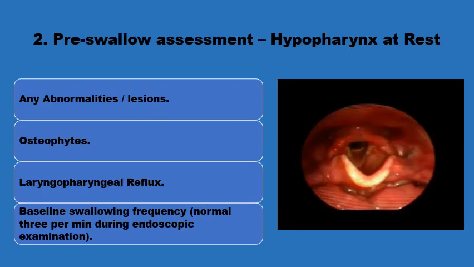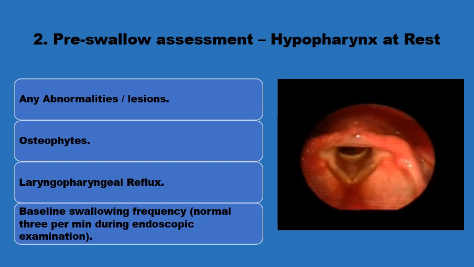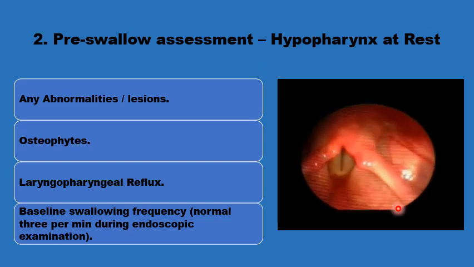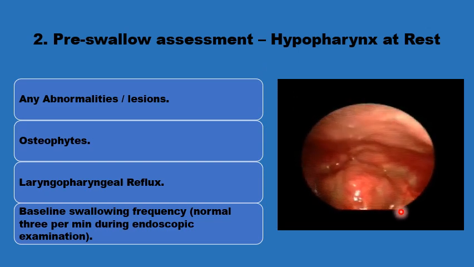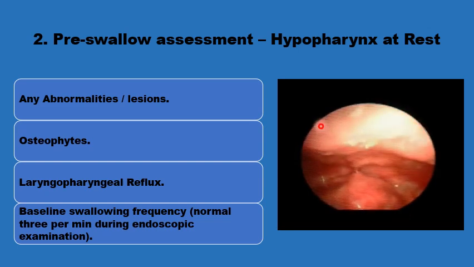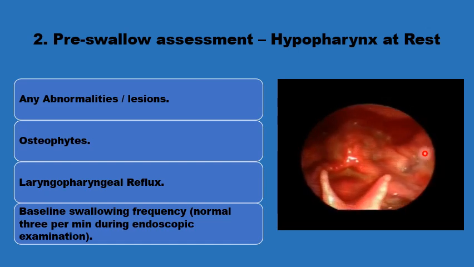Next, the tip of the scope is introduced a little bit further but kept above the level of the base of the tongue so as to visualize the base of the tongue, the vallecula, the whole of the larynx, and the whole of the pharynx at rest initially.